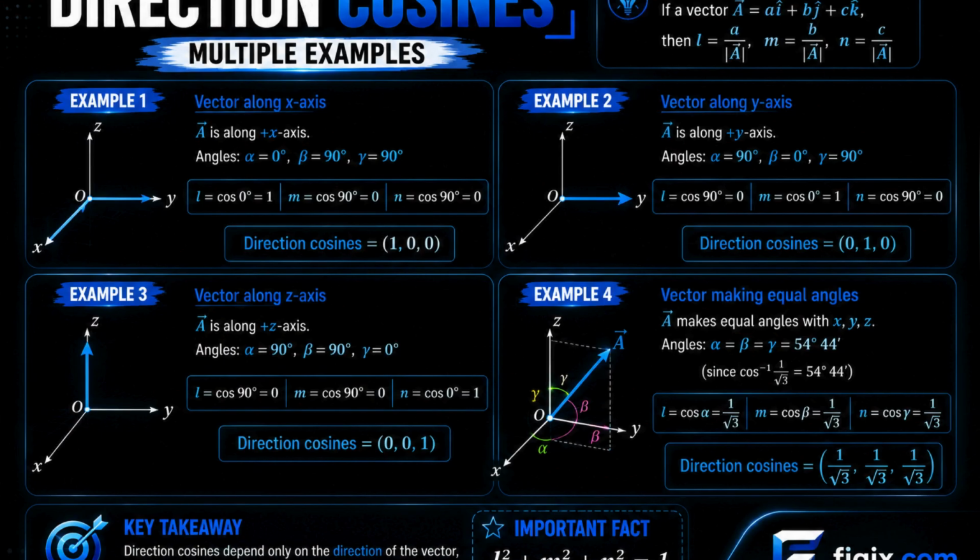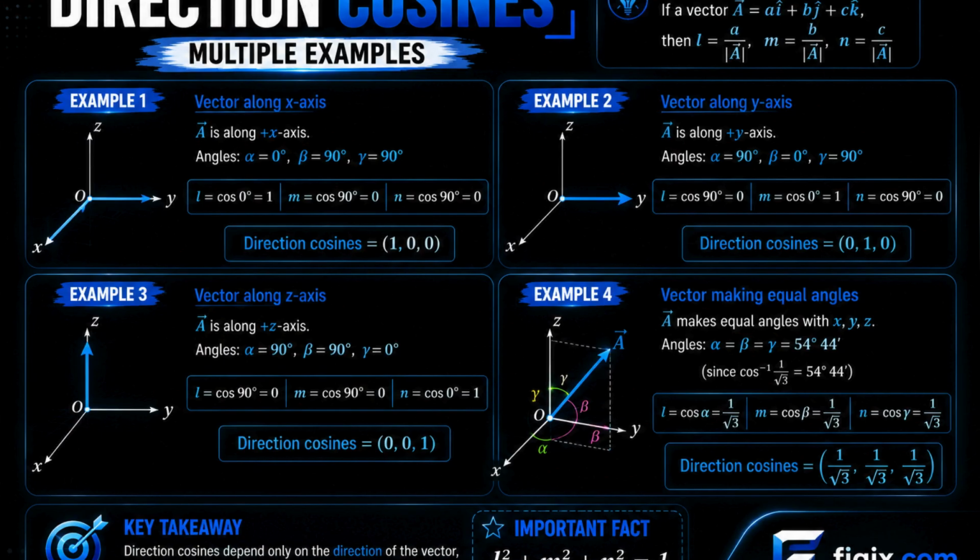Now consider the examples. In example 1, the vector lies completely along the positive x-axis. Therefore, the angle with the x-axis is 0 degrees, while the angles with the y-axis and z-axis are 90 degrees each. Since cosine 0 degrees equals 1 and cosine 90 degrees equals 0, we get L equals 1, M equals 0, and N equals 0. Hence, the direction cosines are 1, 0, 0.